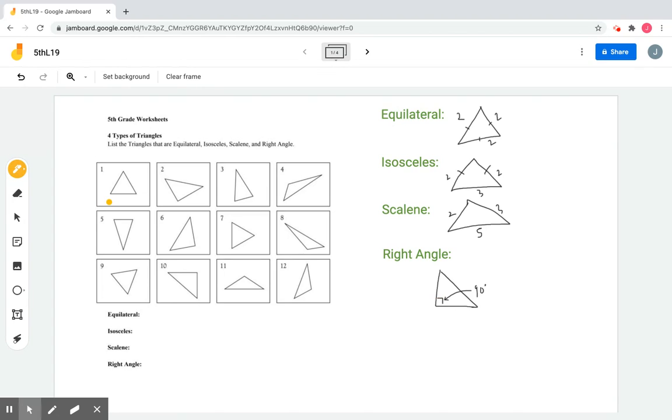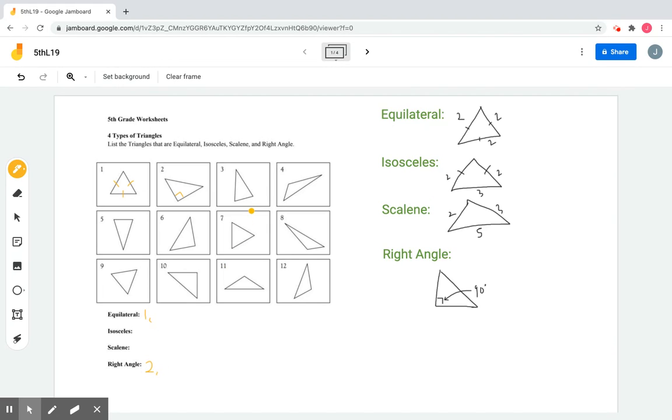So let's look at number one triangle. Number one triangle seems like the three sides are all equal. Like they look like they have the same length. So it will be equilateral triangle. And number two triangle looks like it has a 90 degrees angle, right?